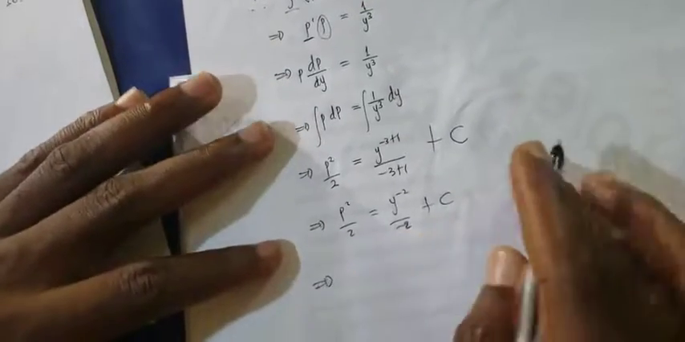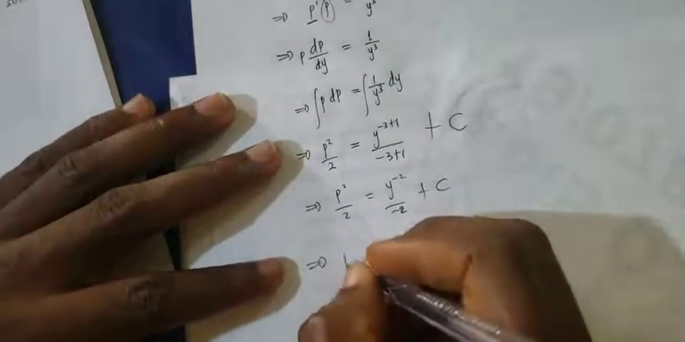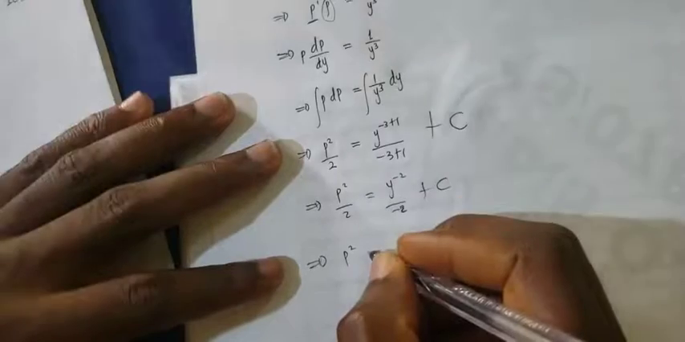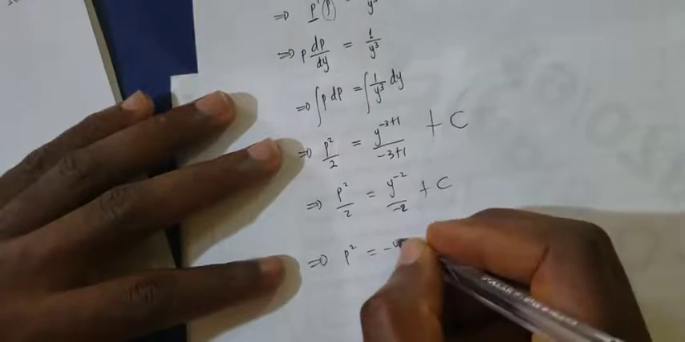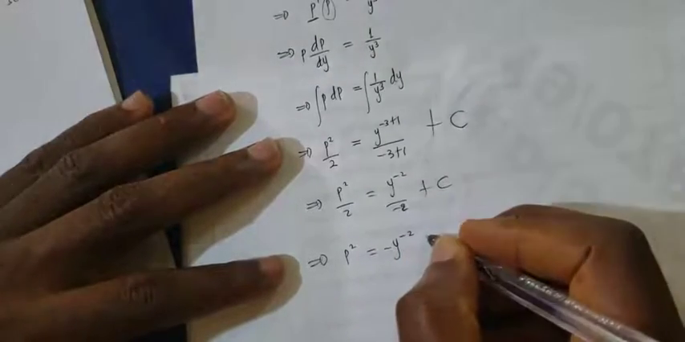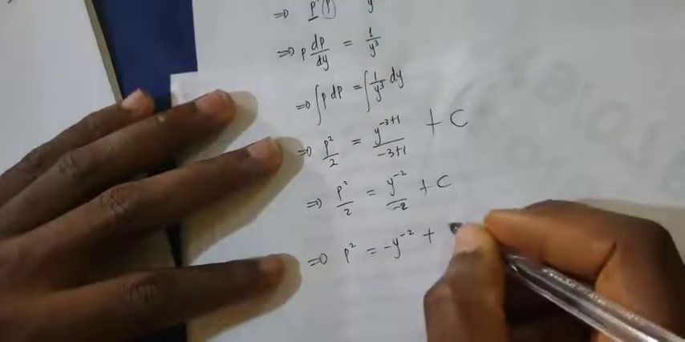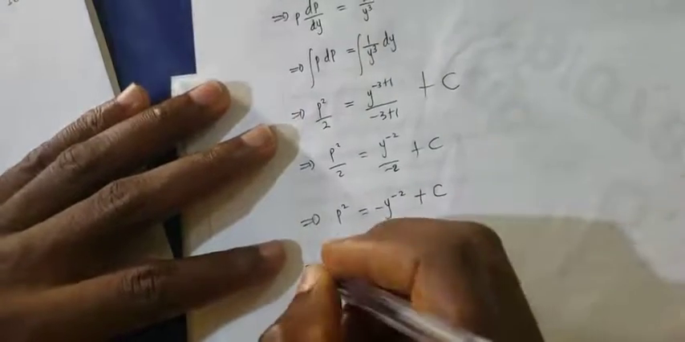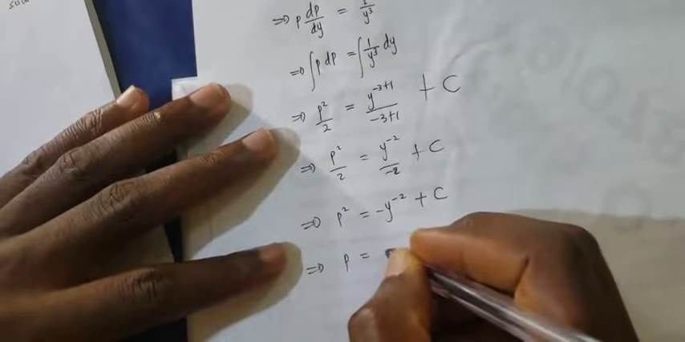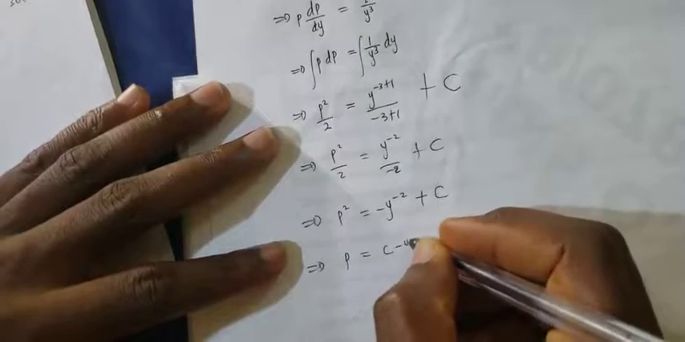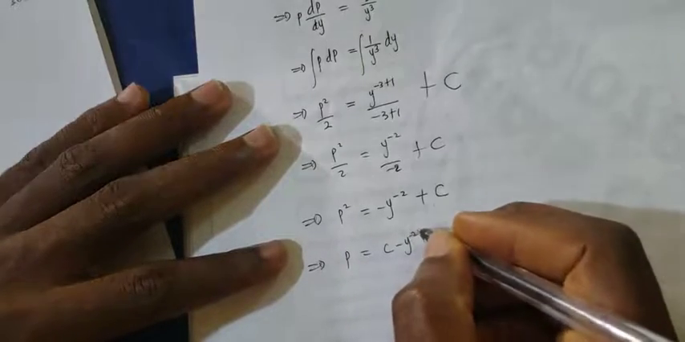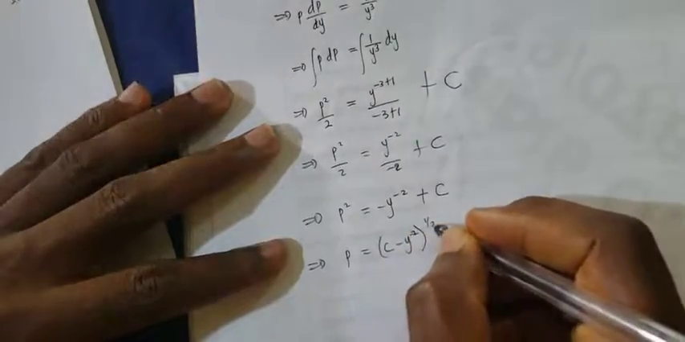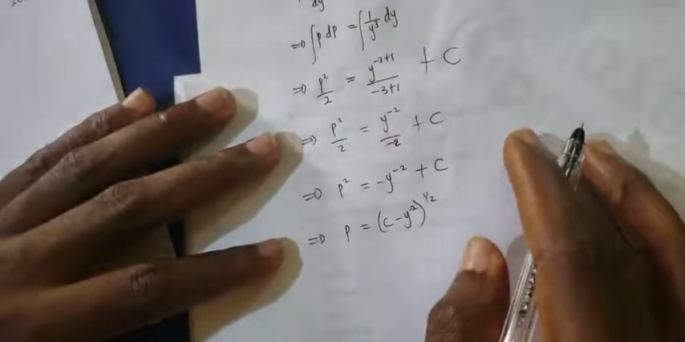Multiplying all through by 2, we're going to have p squared is equal to minus y raised to power minus 2 plus, that will be 2c, that's still c. So from here we can get our p to be equal to c minus y raised to power minus 2, all raised to power 1 over 2. Alright, so that is that about that.